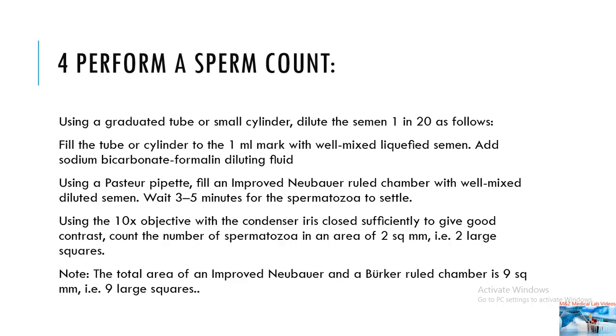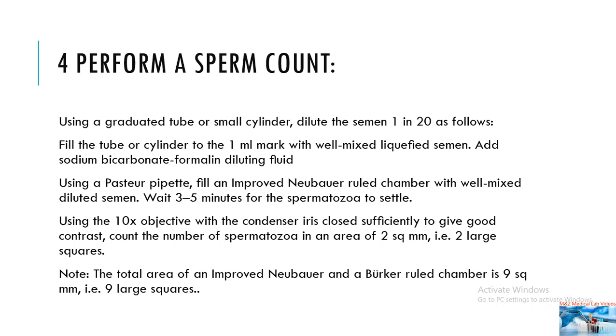Perform a sperm count using a graduated tube or small cylinder. Dilute the semen 1 in 20 as follows. Fill the tube or cylinder to the 1 ml mark with well-mixed liquefied semen. Add sodium bicarbonate formalin diluting fluid. Using a Pasteur pipette, fill an improved Neubauer chamber with well-mixed diluted semen.